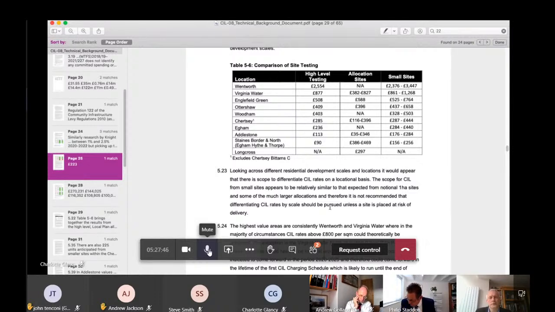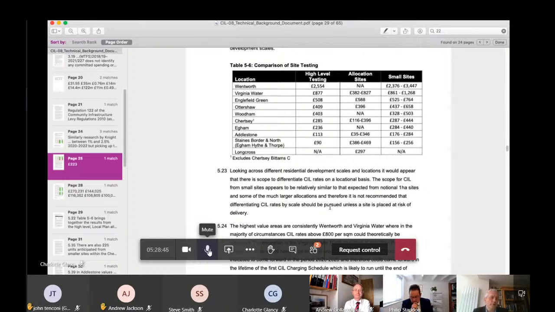Prior to updating the viability work, we had placed Ottershaw in that zone as well, because that's showing a lowest charge of £396, which is the allocation Ottershaw East. But when we came to do the additional CIL viability work based on potential impacts of COVID, where you might see a 5% drop in house sales and a 5% increase in build costs, the figures for Ottershaw started showing slightly different numbers to Wentworth, Virginia Water and Englefield Green. That is why we modified that zone and placed Ottershaw in its own zone later on through the modifications.